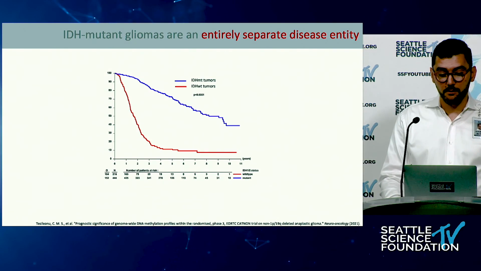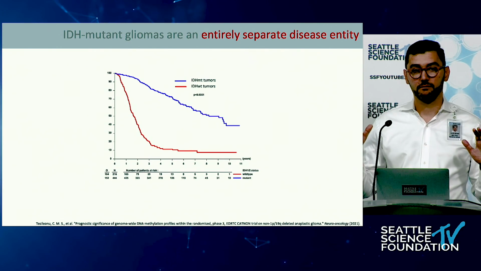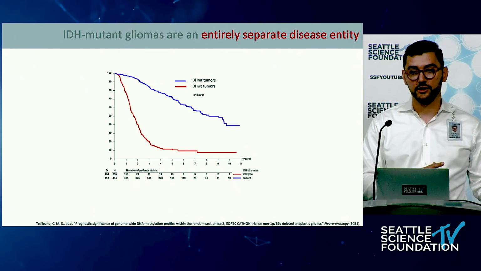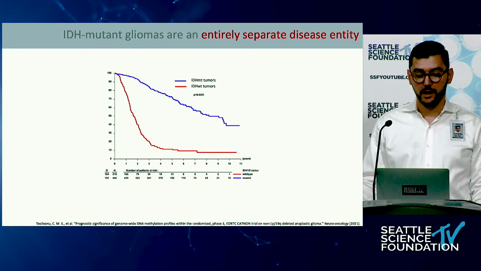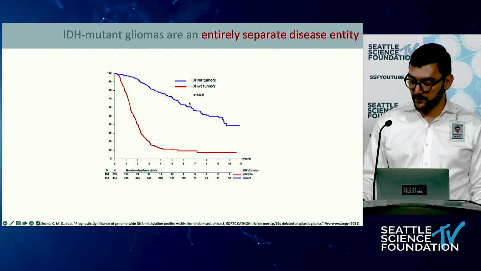So I'll start by making the point that IDH mutant gliomas, we used to say, oh, all low-grade gliomas are in one box, and some of them are IDH mutant and some of them are IDH wild type. That's really not the case anymore. IDH mutant gliomas are a totally separate disease, and you can see why.